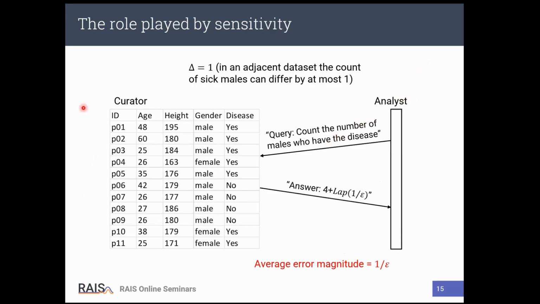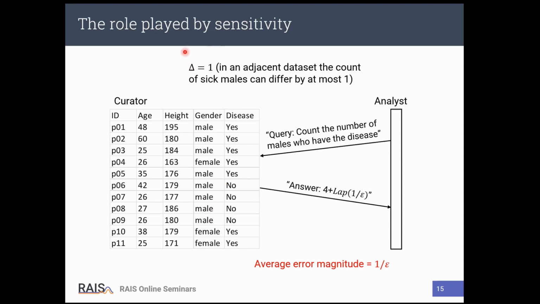So again, let's see the role played by these sensitivity values. We have seen that this sensitivity is how much our query can change if we change one row of our dataset. So let's try to explain it more concretely. In this dataset, we have some users, and let's say that the analyst asks a counting query. A counting query could be, for example, tell me the number of users who are males and who have the disease. And in this case, the answer is 4.